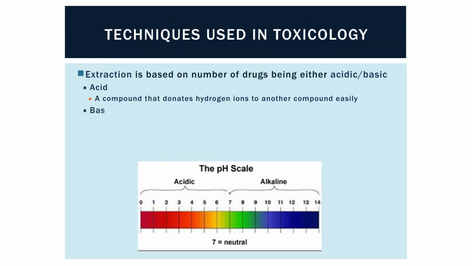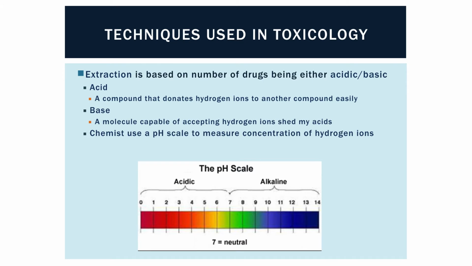A technique that the toxicologist may use most of the time is the extraction of drugs based on them being acids or bases. So an acid is a compound that donates hydrogen ions to another compound easily, and a base is a molecule capable of accepting the hydrogen ions that are shed by the acids. Chemists will then use a pH scale to measure the concentration of the hydrogen ions.